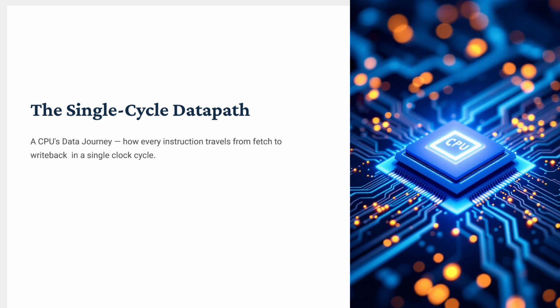Hello guys, now we are talking about single cycle data path. It's a fundamental concept in computer architecture that shows how a processor executes each instruction in exactly one clock cycle. Let's break it down clearly and explain. First, what is single cycle data path? A CPU data journey, how every instruction travels from fetch to write back in a single clock cycle.